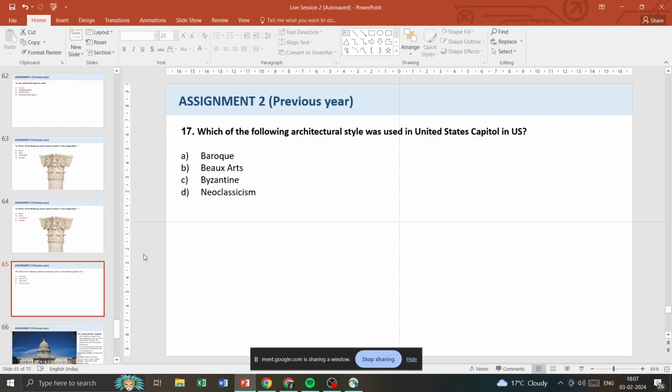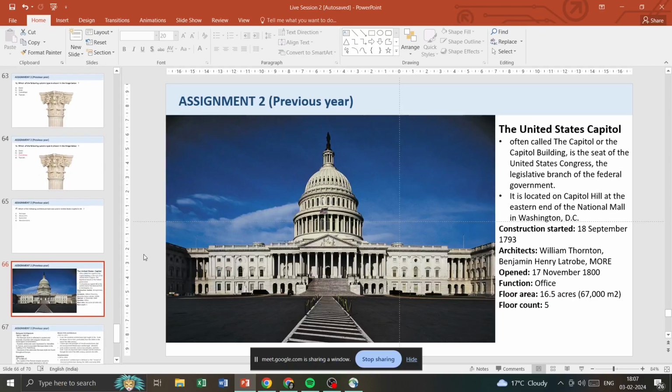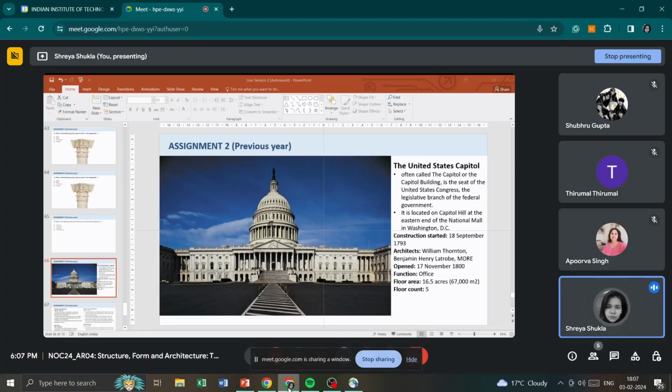Last question for today. Which of the following architectural styles was used in the United States Capitol in the US? Baroque, Beaux Arts, Byzantine and Neoclassicism. So this is how the United States Capitol looks like. It is often called the Capitol or the Capitol building. It is the seat of the United States Congress, the legislative branch of the federal government. It is located on Capitol Hill at the eastern end of the National Mall in Washington, D.C.